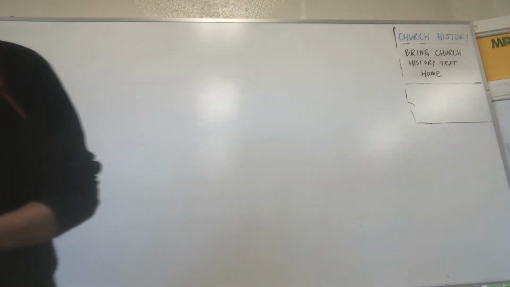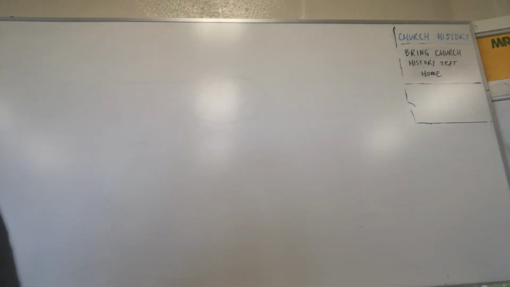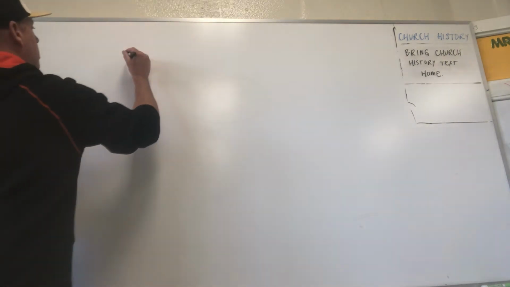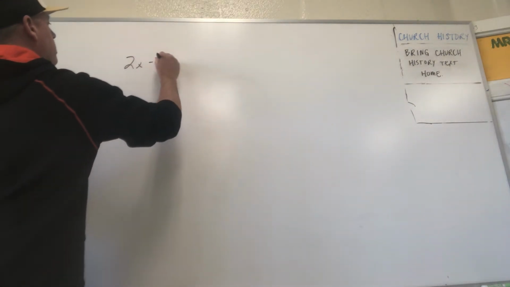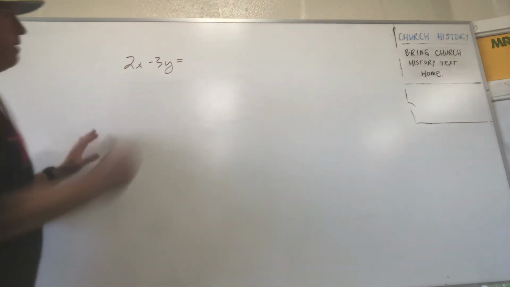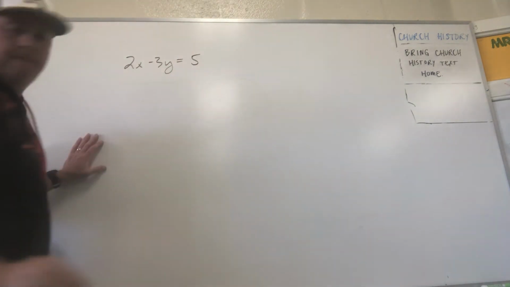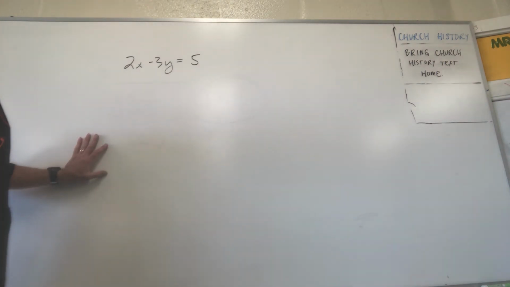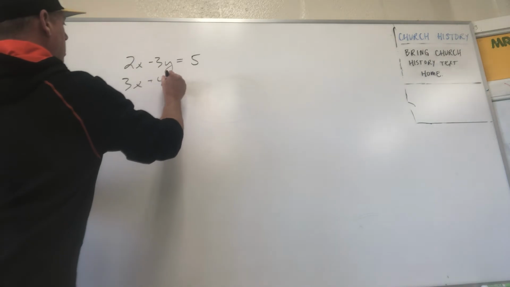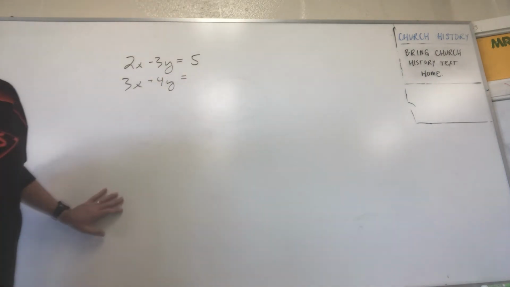I want to do another example really quick. This is going to be a little bit of a long lesson, but I do want to do this. Okay. Let's see. We'll do 2x minus 3y equals 5. Okay. And 3x plus 4y equals negative 18.